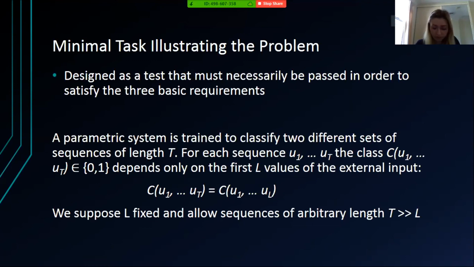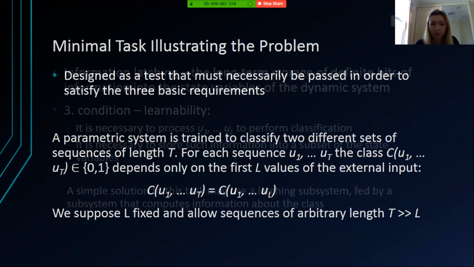So the first condition from the previous slide would say that this problem can only be solved if the dynamic system is able to store information about the initial input values for an arbitrary duration. The second condition means that the values of u(L+1) to ut, which is the rest of the sequence, are irrelevant for determining the class of the sequences. So these values are basically noise, but they may affect the evolution of the dynamic system and eventually erase the internally stored information about initial values of the input. So the system needs to be able to robustly store information in a way that it cannot be easily deleted by events that are not related to the classification criterion.